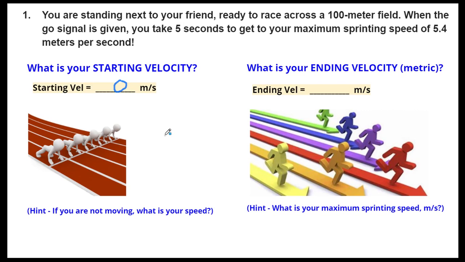We accelerate from the go signal until we reach our top sprinting speed of 5.4 meters per second. What is our ending velocity? For this part of the race, the part of the race that applies to question number 1, our ending velocity is our top sprinting speed. Our top sprinting speed is 5.4 meters per second. Question number 1 is just the first part of the race.